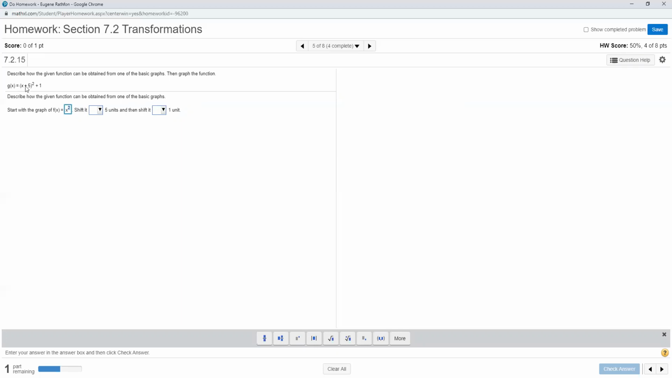So that's going to be a horizontal move. And on horizontals, if it's positive, it's going to move it left 5 units. So you come down here and click left. And then the 1 is being added at the end of the function. So since it's at the end of the function and it's positive, it's going to move it up. So that would be up 1 unit. So just go by them 3 cases we had.